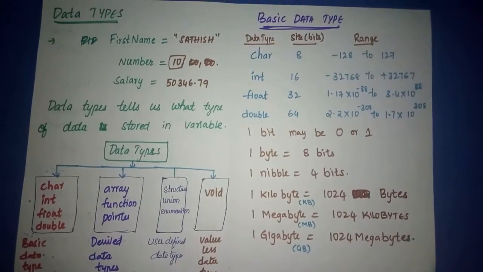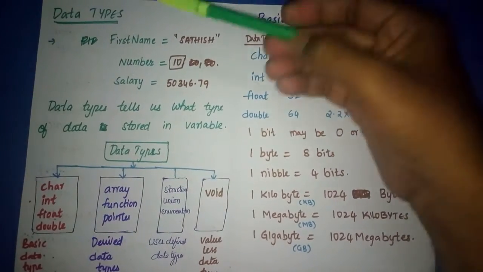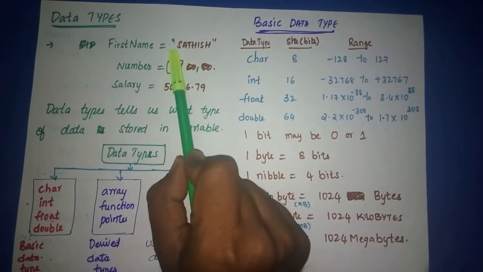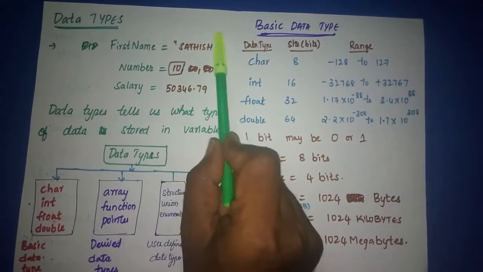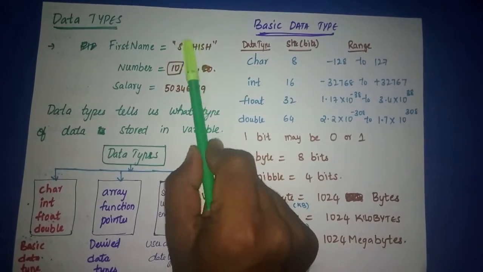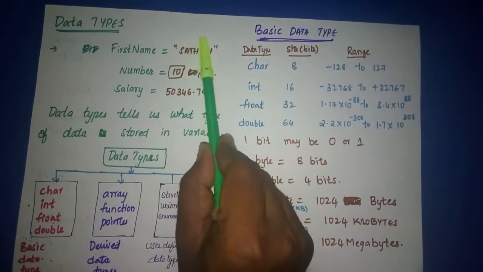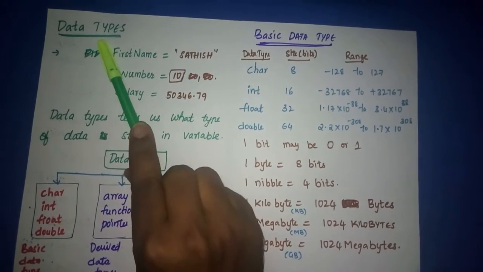Suppose for example you want to store Sathish in first name. This is a variable now, where you want to store Sathish. So what is this Sathish? Sathish is a group of characters. So these we are saying as characters, right? So what type of data we are going to store in it will be told by the data type.